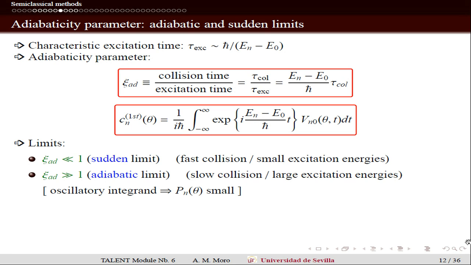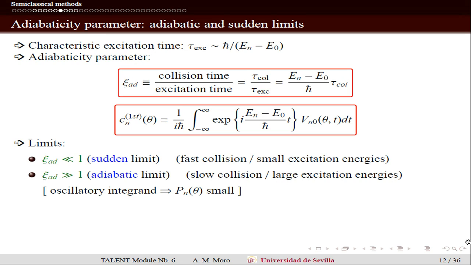So small adiabaticity parameters correspond to fast collisions, or also we could have very small excitation energies, such that this ratio is small. So either of these two conditions needs to be fulfilled in order to have this situation. This is called the sudden limit. This sudden limit corresponds, remember, to these fast collisions.